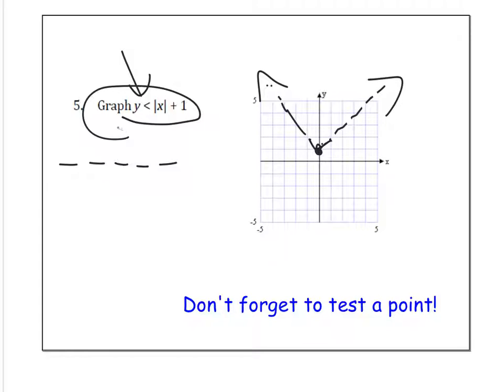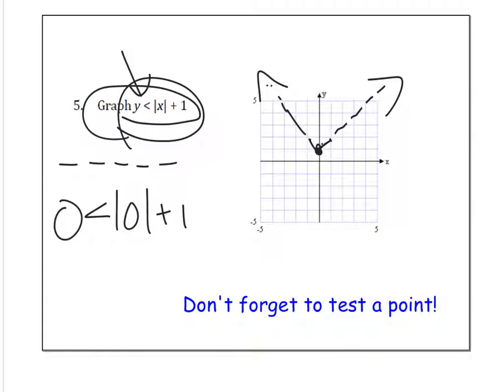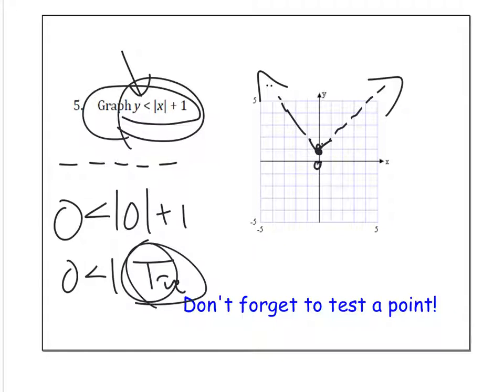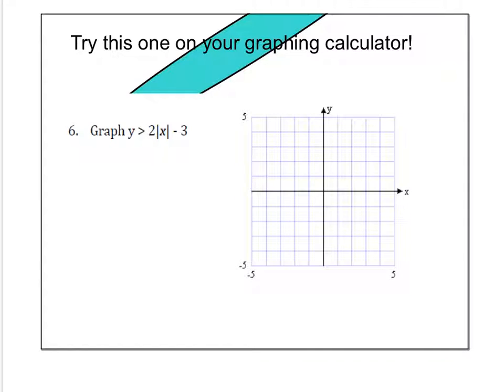So then I want to test a point here. Is 0 less than 0 plus 1? 0 less than 1. Yes, that's true. So that means 0, 0 works. That means I want to shade this way. So that's what that one looks like.